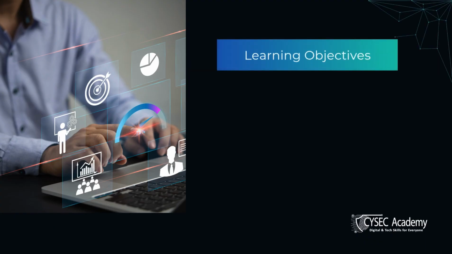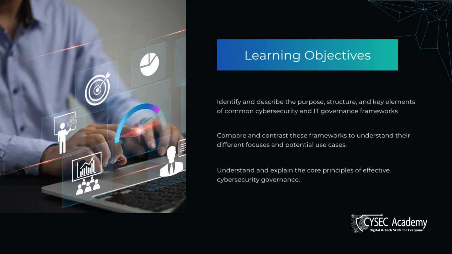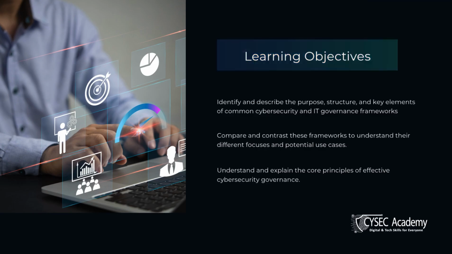Upon successful completion of this module, you should be able to identify and describe the purpose, structure, and key elements of common cybersecurity and IT governance frameworks, such as NIST CSF, ISO 27001, COBIT, CIS Controls. Compare and contrast these frameworks to understand the different focuses and potential use cases. Understand and explain the core principles of effective cybersecurity governance, including accountability, transparency, and strategic alignment.